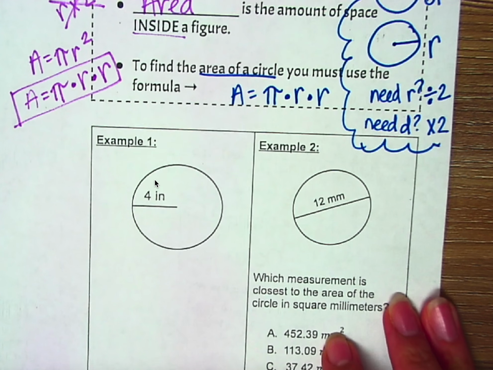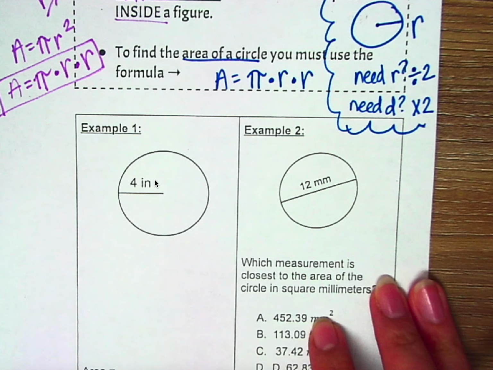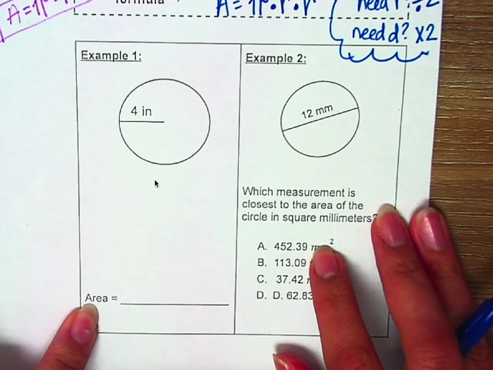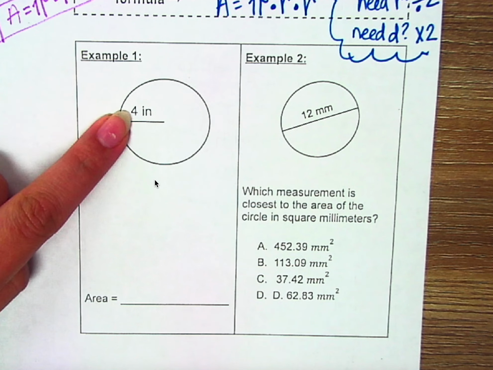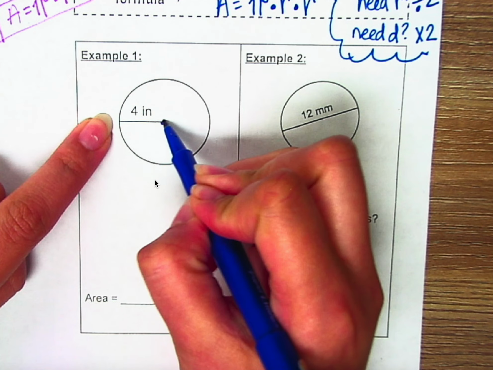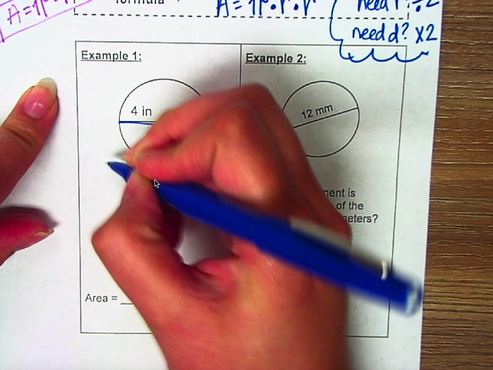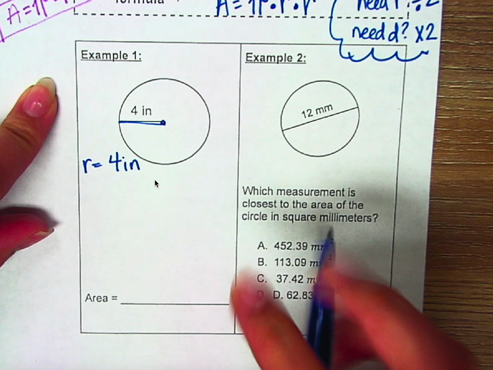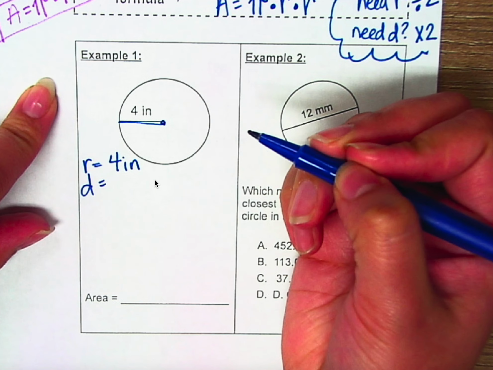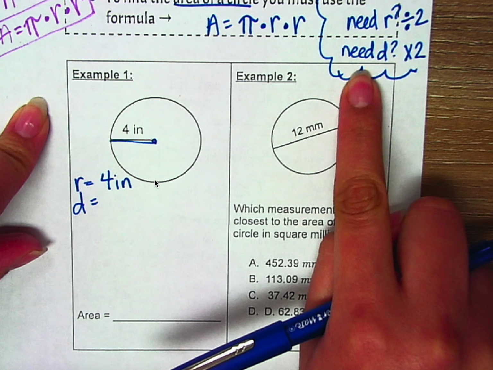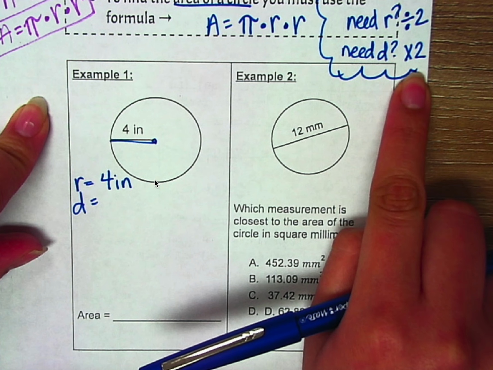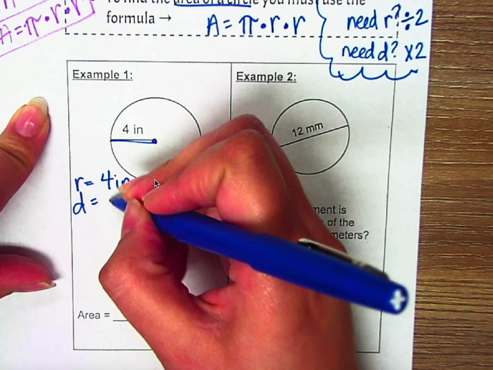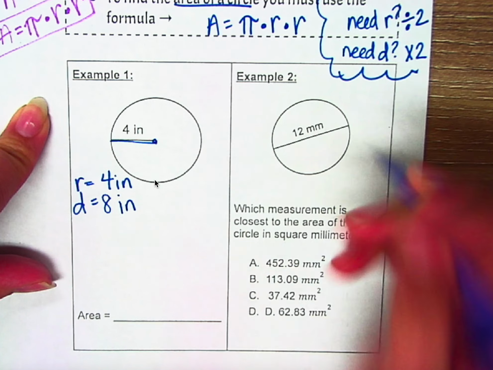Okay? So we're going to look at example 1. Example 1, it wants us to find the area. It gave us a circle. Because this line is only halfway, that is my radius. So I'm going to put r equals 4 inches. What I need to find is the diameter. Okay, so go back up here. If I need to find the diameter, I'm going to multiply by 2. So I'm going to multiply my radius times 2. So 4 times 2 is 8 inches.